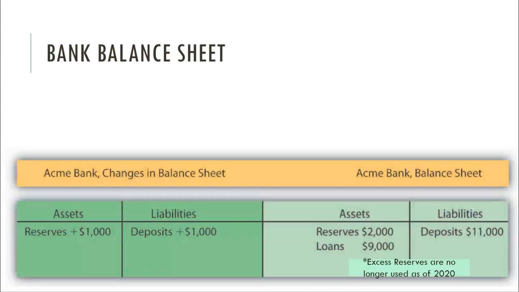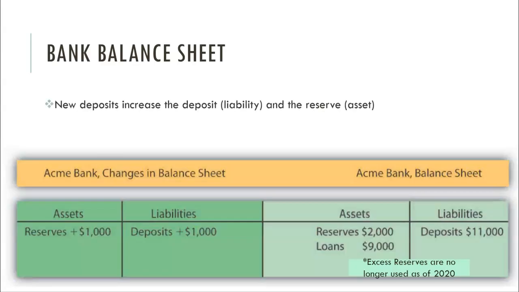So here is an example from your book showing the Acme Bank and the changes in their balance sheet. Just as a note, your book is going to talk about excess reserves and the money multiplier. Just ignore those parts because they no longer apply. New deposits initially increase the deposits, which are a liability, and they increase the reserves. So in this case, let's say we have a new $1,000 in deposits. A customer says, I'm going to put $1,000 more into my checking account. So initially that goes on as $1,000 in deposits and $1,000 in reserves.